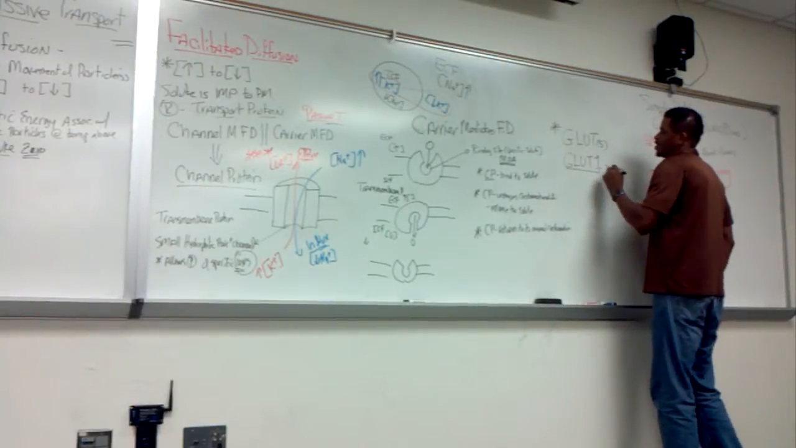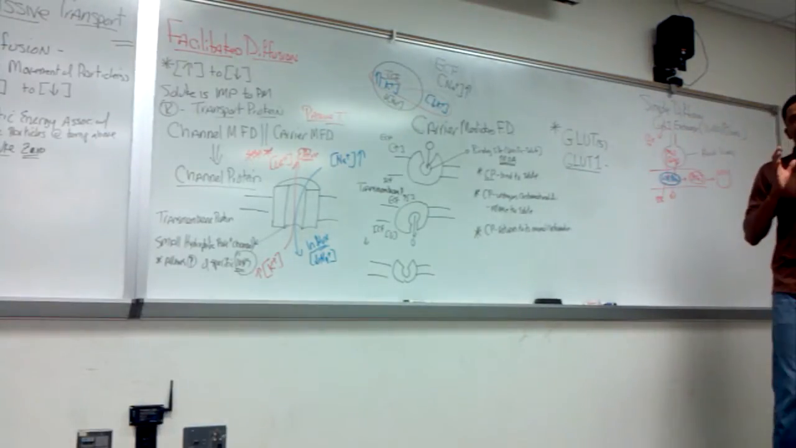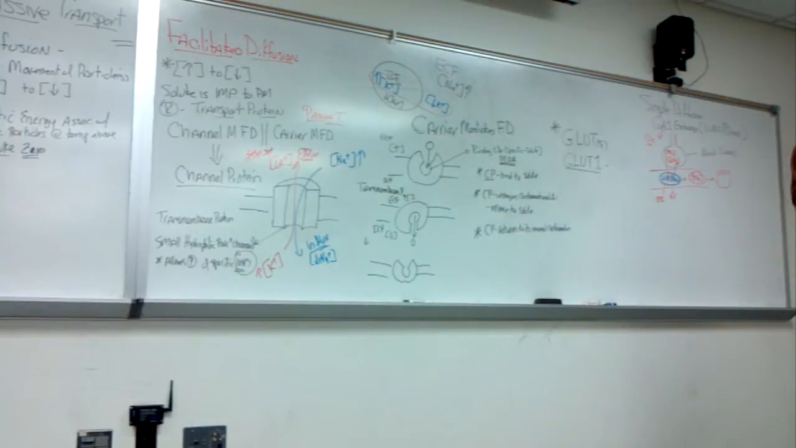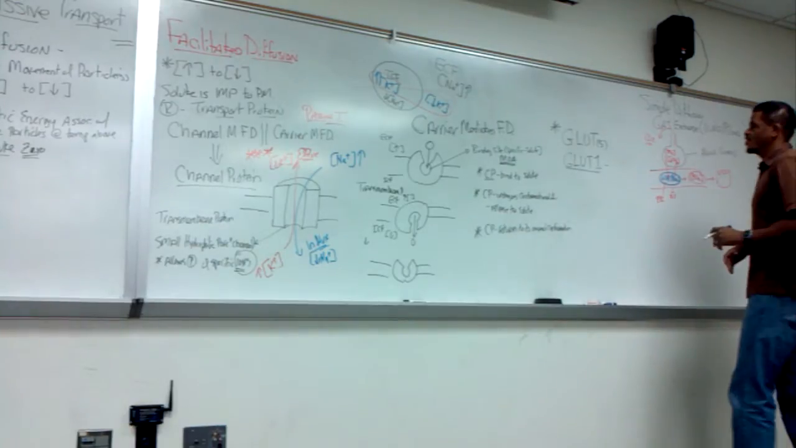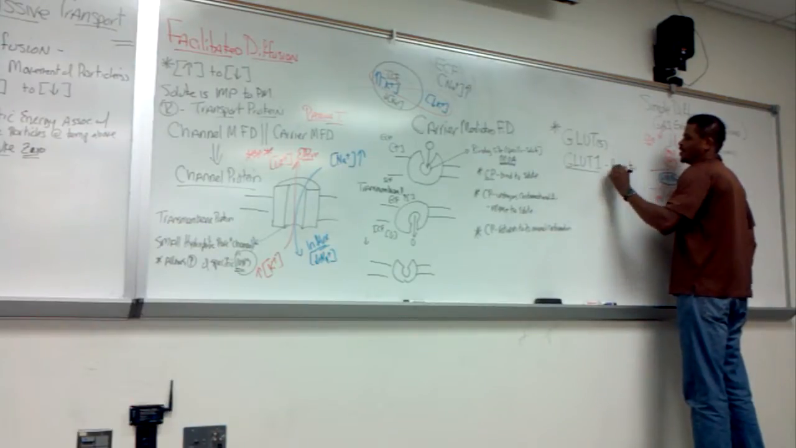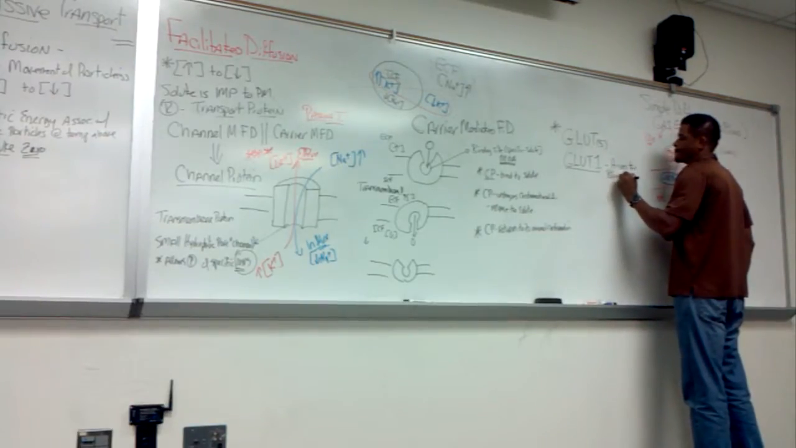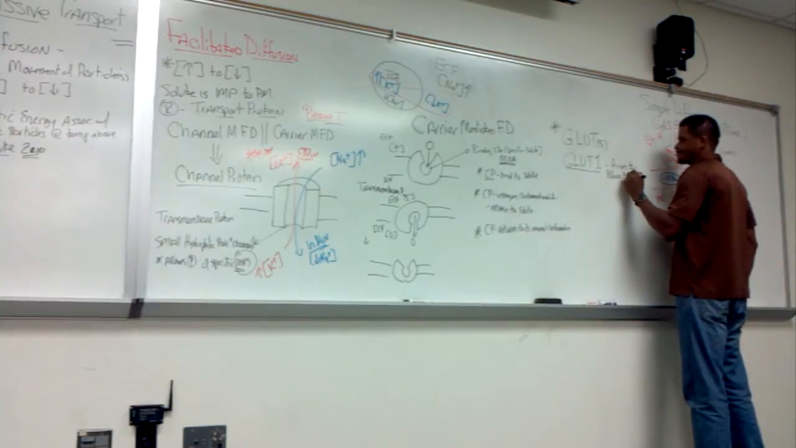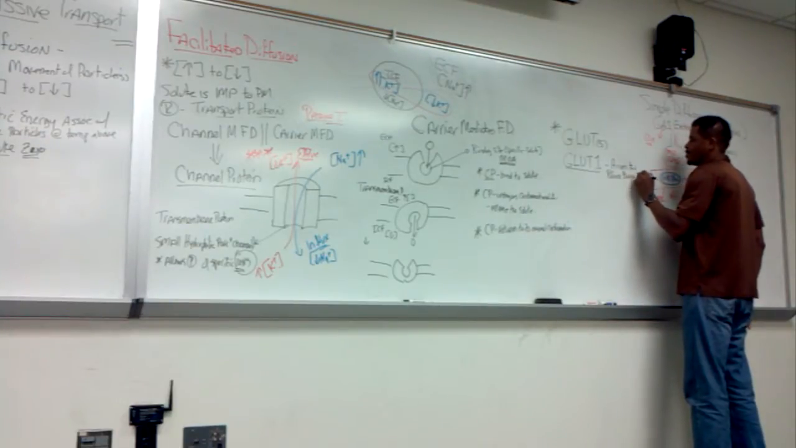GLUT1 will transport across what's called the blood-brain barrier to take glucose from the circulation into the nervous system. So it transports glucose across the blood-brain barrier.